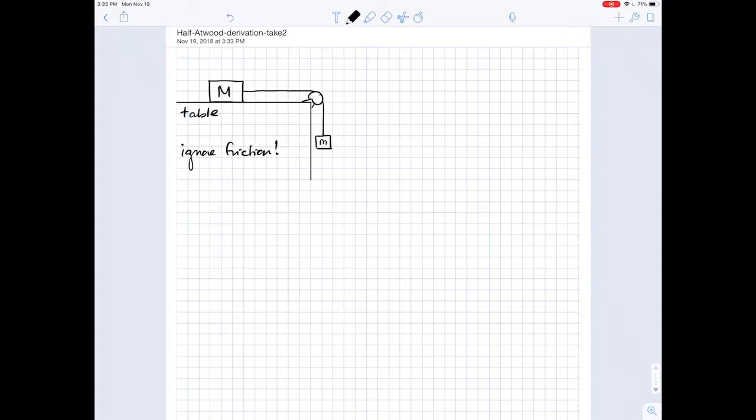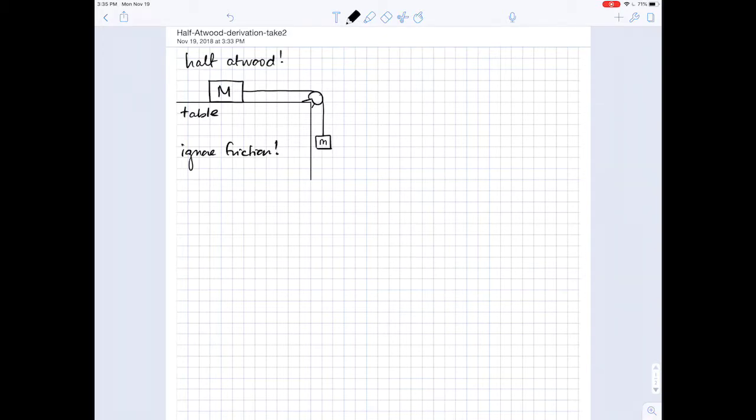All right, so for those of you who missed class today because you were in Washington, D.C., I am going to redo the half Atwood derivation from yesterday as a recap. So I've drawn the half Atwood on the top left of the paper. This is a half Atwood machine.